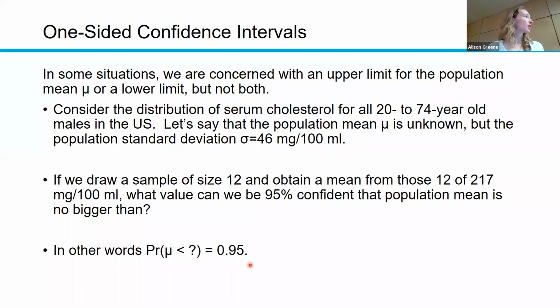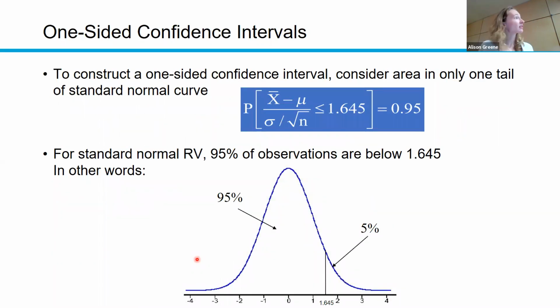So in other words, what value can we fill in here where the probability that the mean is less than this is 95%? So that looks like this. Instead of splitting up our 5%, we're leaving it all on the end because for some reason in this data set, we're more concerned about the upper bound, and that's all that we care about.